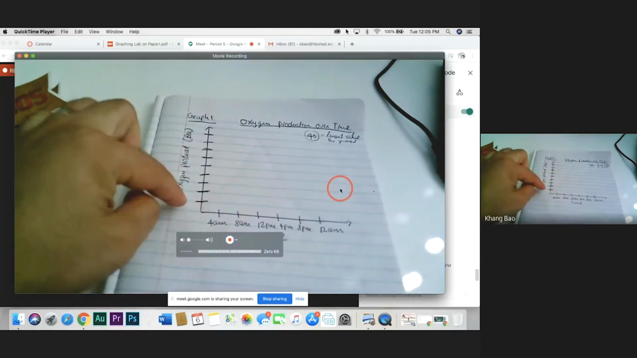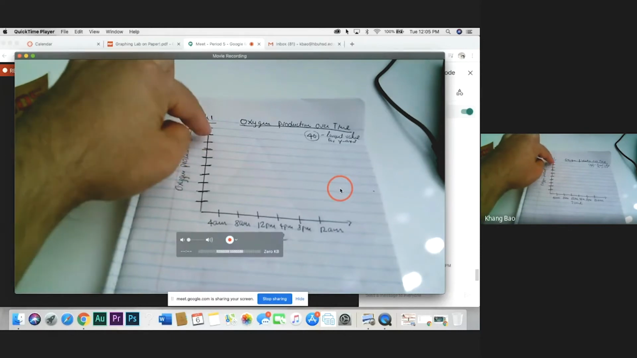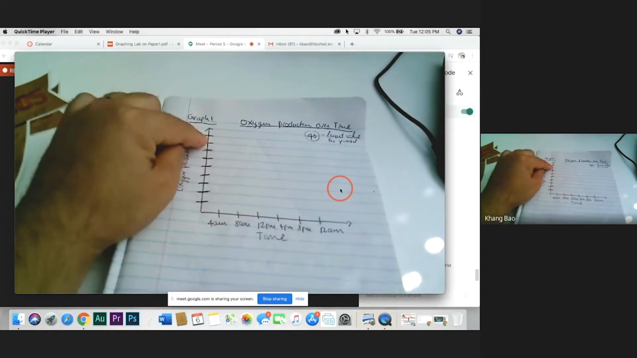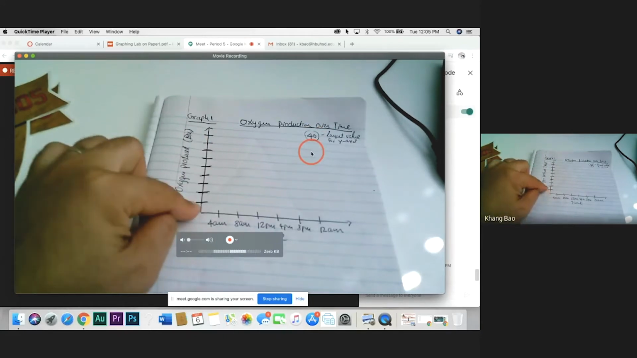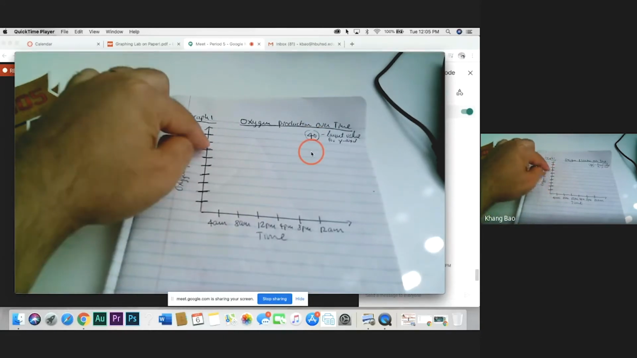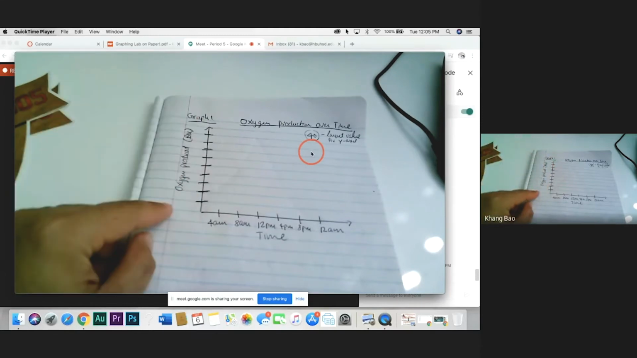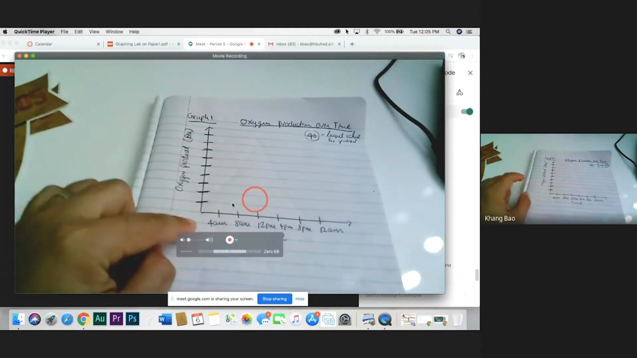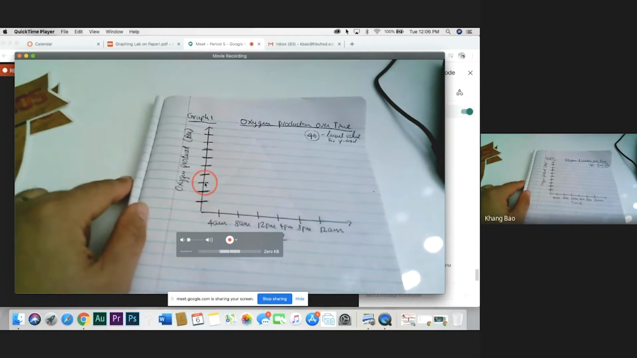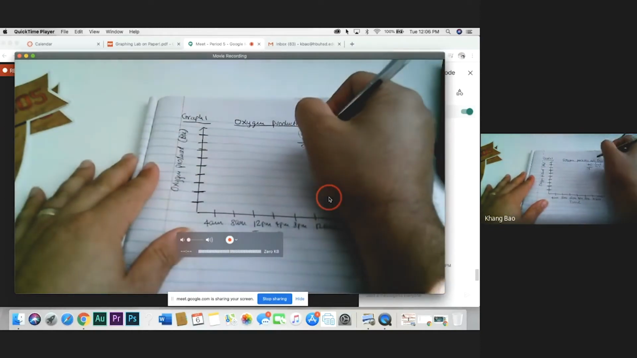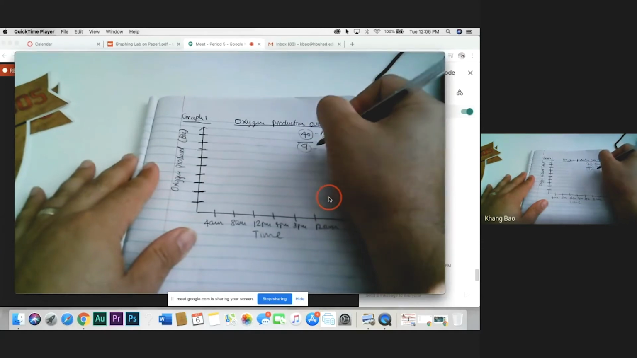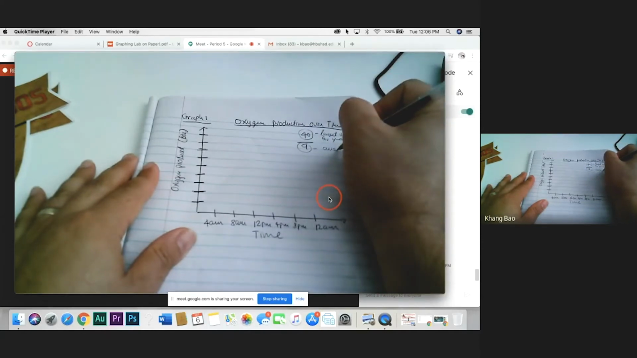Now, how do I know what to put here so that I will have enough spacing to fill up all 40? I need to count how many available horizontal lines I have. How many spacings do I have? If I count this, I have 1, 2, 3, 4, 5, 6, 7, 8, 9. So I will have 9. So I'm going to take 40 and divide by 9. Again, 9 is my available space on the y-axis.